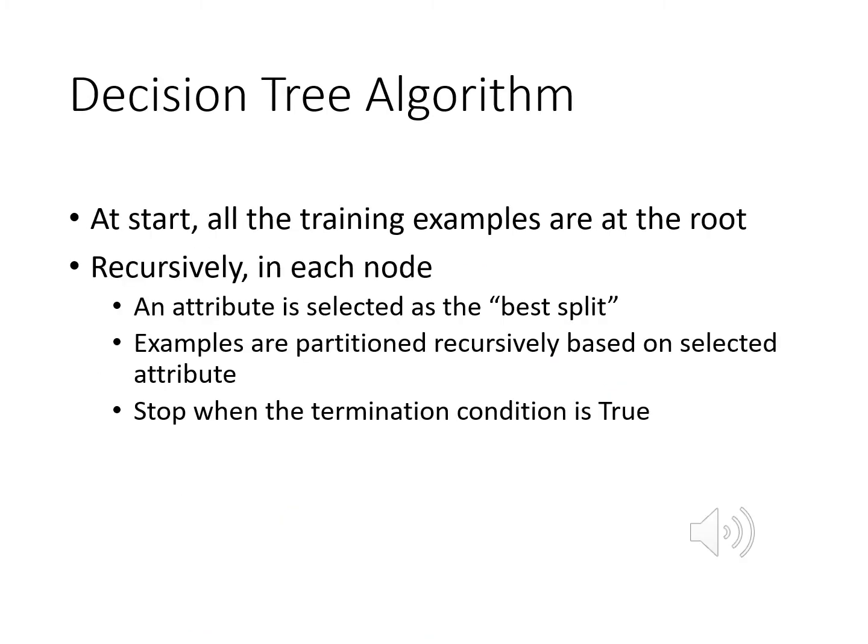Formally, the decision tree algorithm is as follows. The training examples are all at the root, and then recursively in each node, we select the best attribute that can best split the data, and then partition the examples according to the selected attribute. And when the termination condition is true, we stop the algorithm.